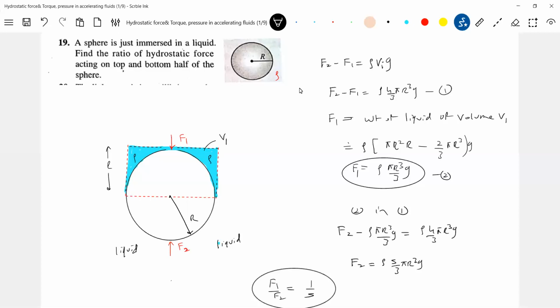Where the volume of the cylinder that we assume will be pi r square into 2r, no sir? R, only the liquid till the blue color. And I'll do one thing. Is it okay? Fine. That area will be like a cylinder minus the hemisphere, right? No, the cylinder is of height R only, no? Okay, yes sir, I understood.